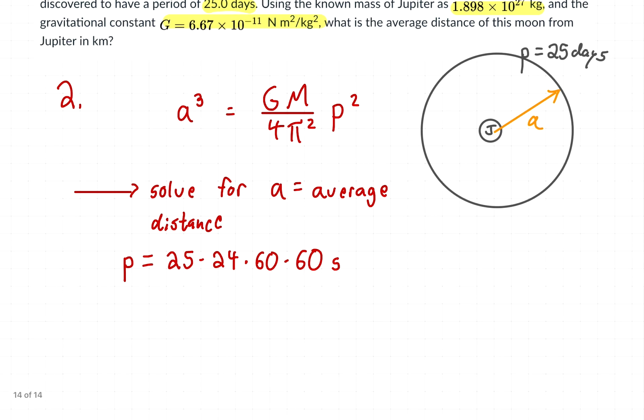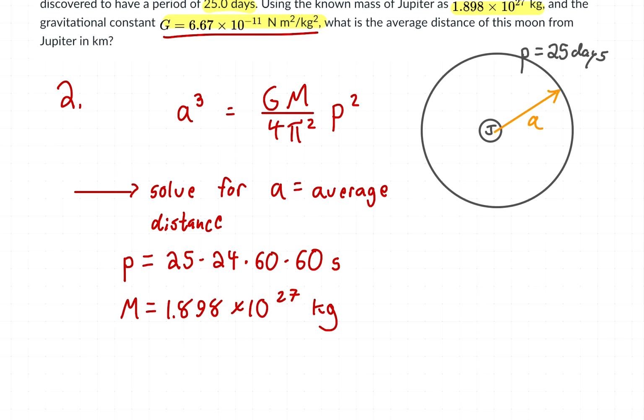Your value of M is already in the correct units. So you're going to put M right in as kilograms. So 1.898 times 10 to the 27 kilograms. Those are base units, okay? G is also expressed in base units. So you can use it as written, 6.67 times 10 to the negative 11. Whereas the mass is a very big number, the gravitational constant is very small.